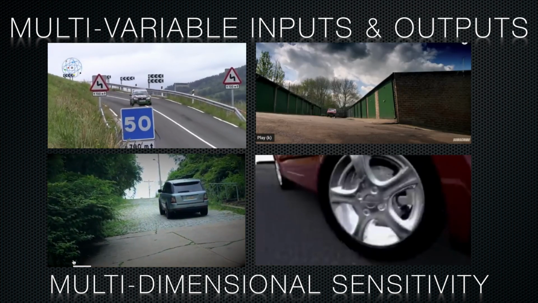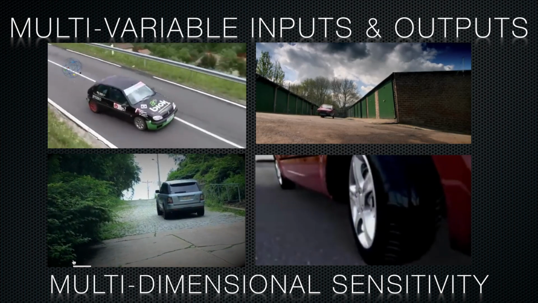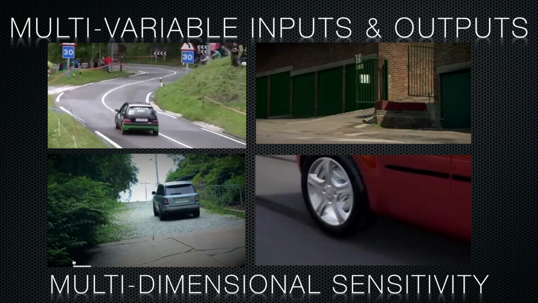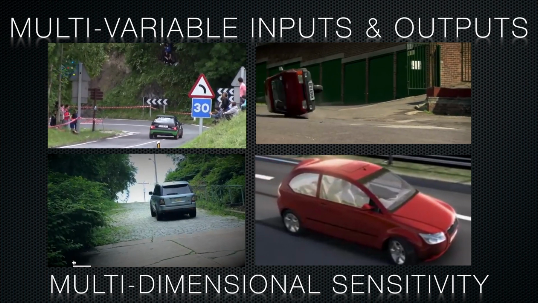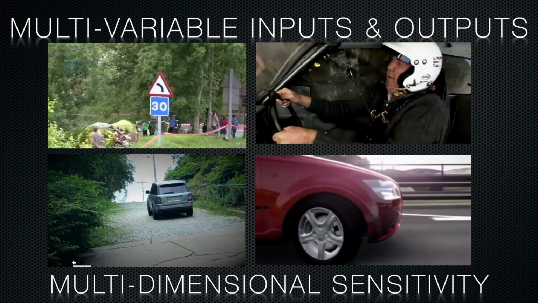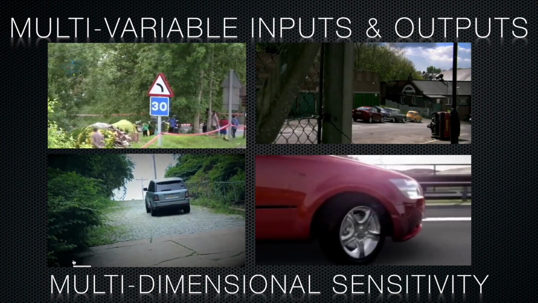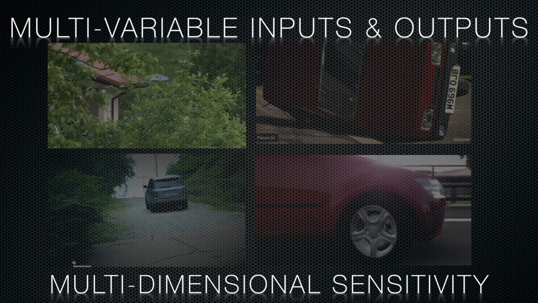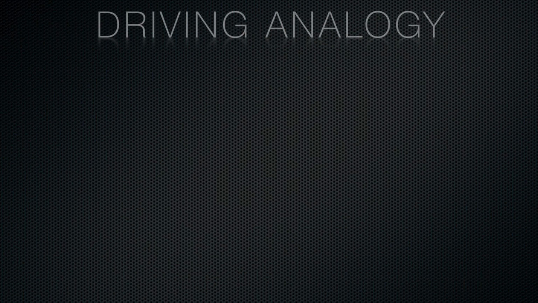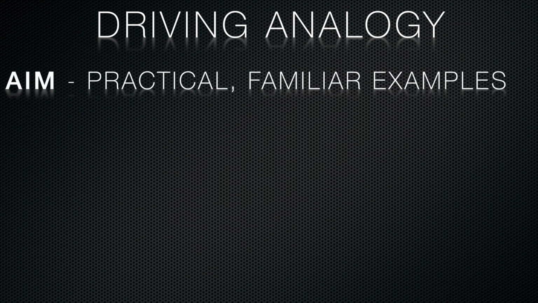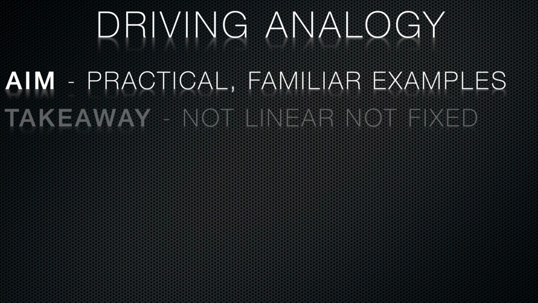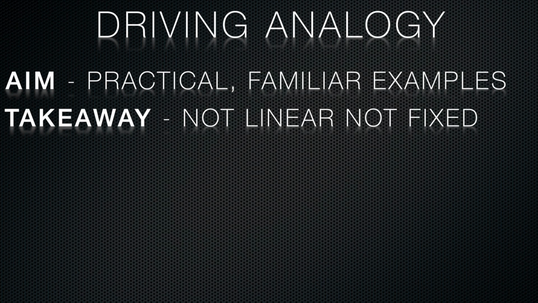When moving very, very slowly, you can yank the steering wheel all the way around and gracefully turn around a corner. But at high speeds, with the tyres on the limit of grip, even small movements of the steering wheel might be catastrophic. You could end up skidding or rolling the car. I hope that this driving analogy helps in understanding derivatives and calculus. The aim here is to show practical, familiar examples where we have rates of change between inputs and outputs. The key takeaway is to show examples where these relationships are neither linear nor static.